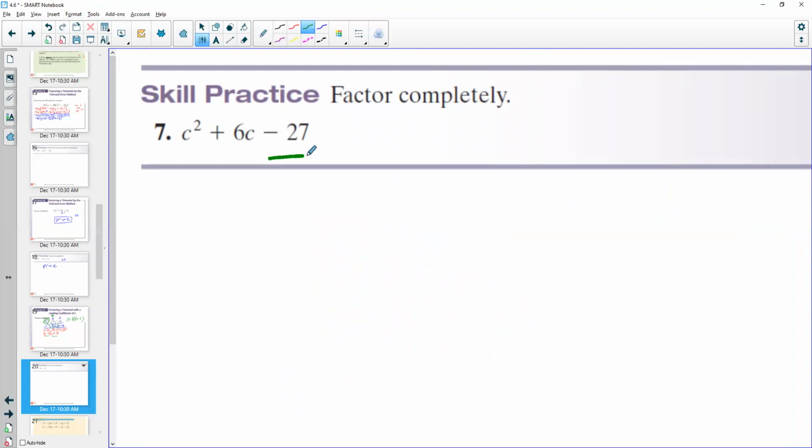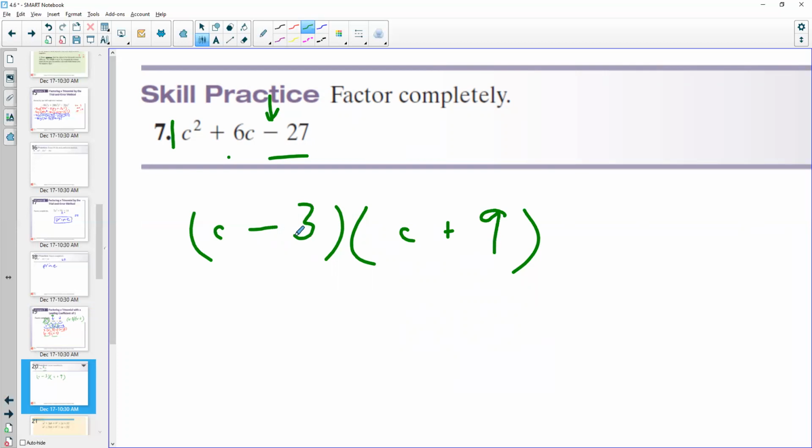So I want to multiply to -27, because there's a 1 here. I can do this. And add to 6. Well, let's see. Negative sign here means the signs in my binomials have to be different. One has to be negative, one has to be positive. Let's see, what makes 27? 9 and 3, right? Which one has to be negative? Which one has to be positive? The bigger number has to be positive, right? Because 6 is positive, so 9 and 3. And if you did this by grouping, the same thing would happen.